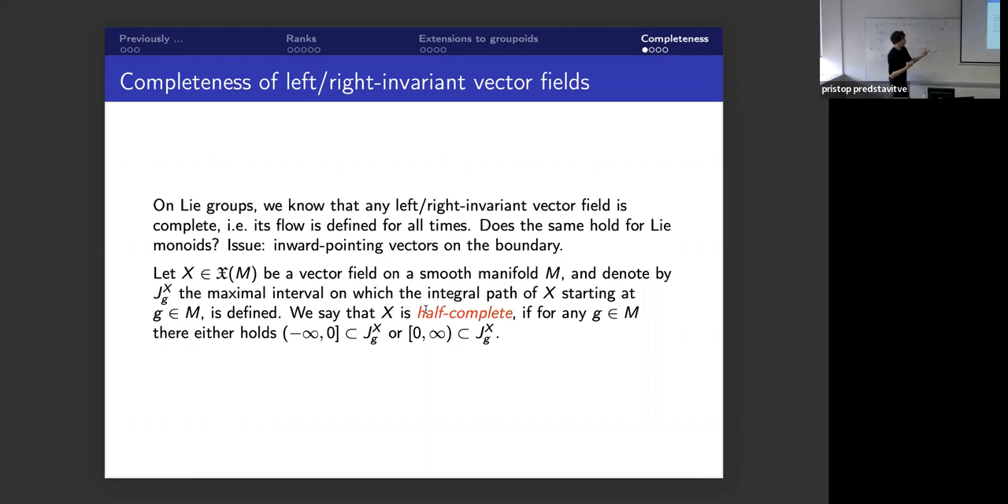But there is still hope that every invariant vector field is going to be half complete, in the sense that any maximal interval on which the integral path of the vector field in question is defined is going to include one of the two closed half rays. So this is our definition of half completeness here.